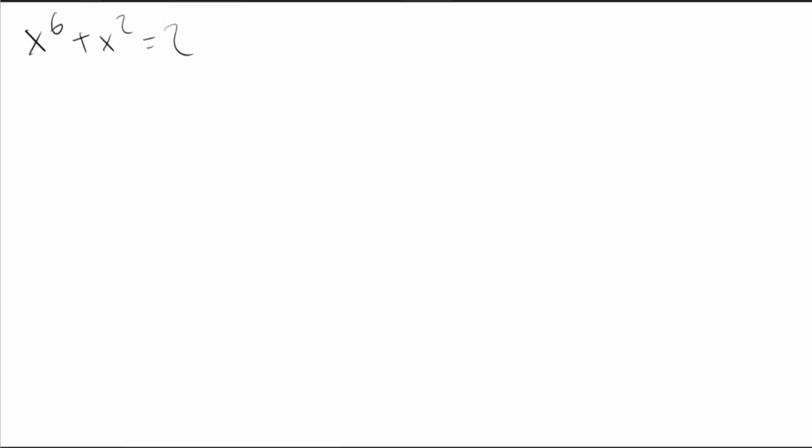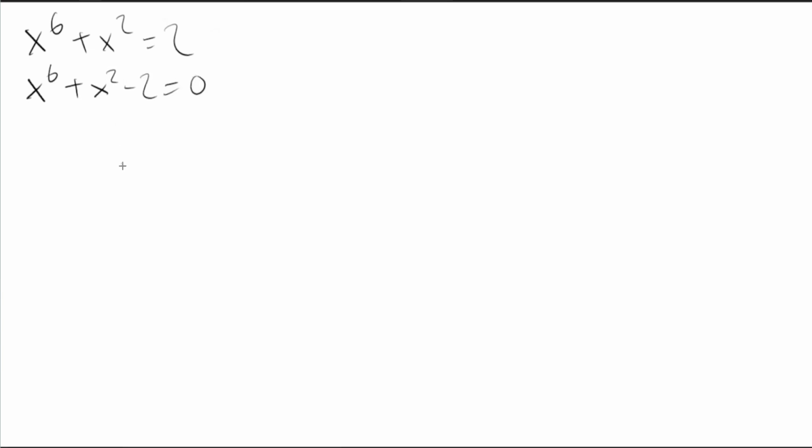Alright, for this problem we have x to the power of 6 plus x squared equals 2. So pause the video now to solve this on your own. My first step is setting this equal to 0. So we have x to the power of 6 plus x squared minus 2 equals 0.